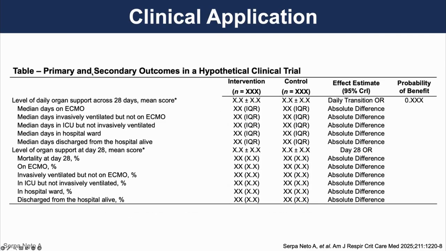So this is just one example. Your table of outcomes in a clinical trial can be like that. Our idea is to report for the primary outcome the level of DOSE as a mean score, which will be the mean DOSE score over 28 days. And then you can report the mean and standard deviation. And you will report the daily transition odds ratio from the Bayesian Markov model and the probability of benefit.